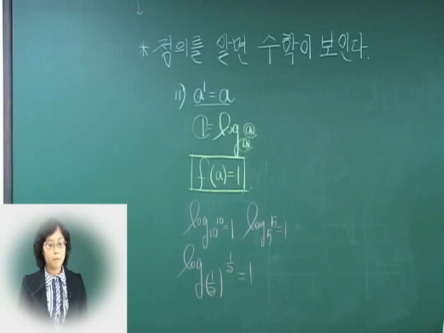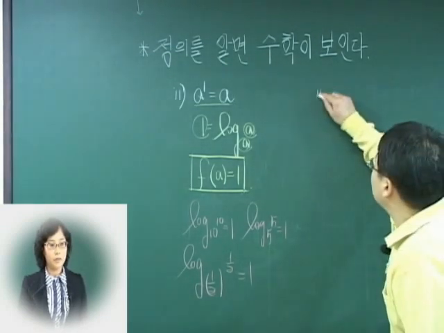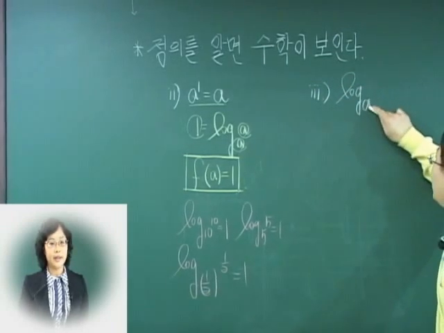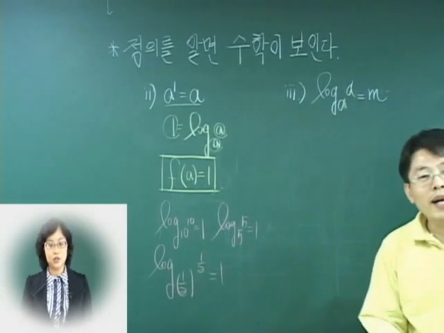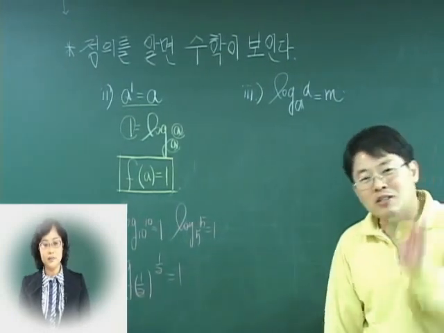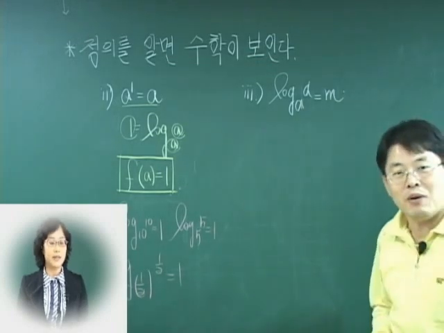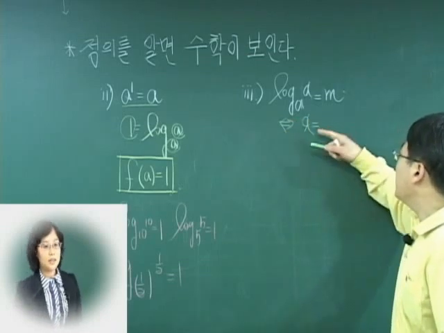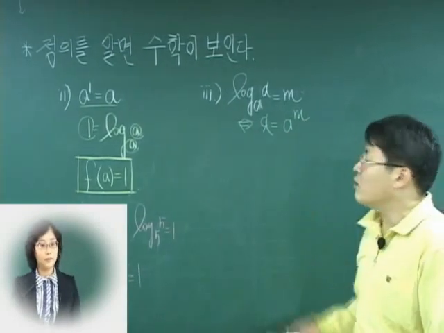Out of the logarithm, the third one: log base a of x to the power equals m. Now you have to substitute. You know what substitution is? Since the expression is complicated, you use substitution. Log base a of x is m. Let's change it into exponential form: x equals a to the m power. We have changed it again.